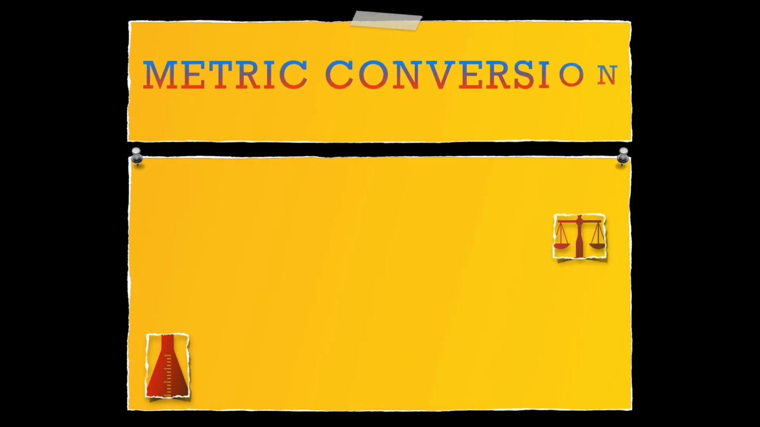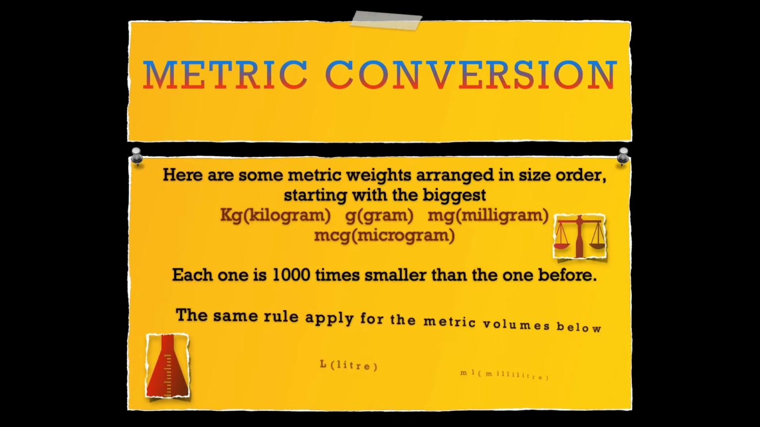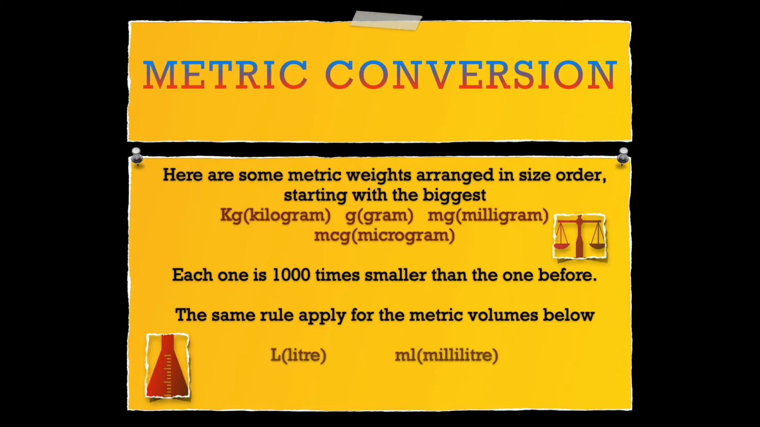Metric conversion is one of the basic knowledge which is essential for accurate drug calculation. So here are some metric weights arranged in size order, starting with the biggest. It's kilogram, and then comes gram, milligram and microgram. Each one is 1000 times smaller than the one before. The same rule applies for metric volumes below, liter and milliliter.